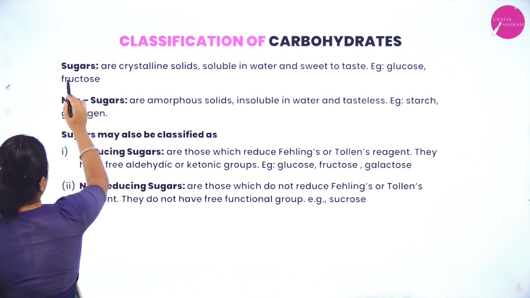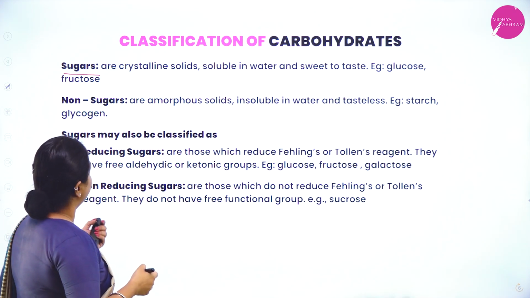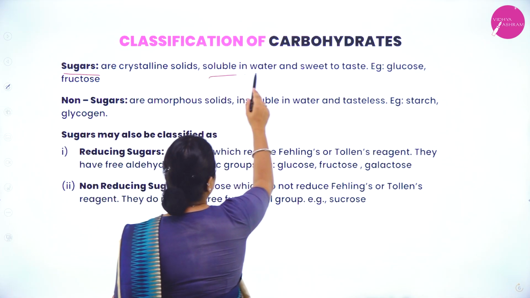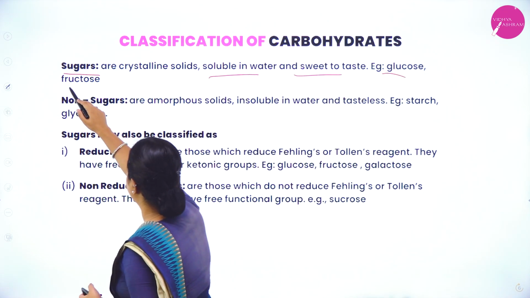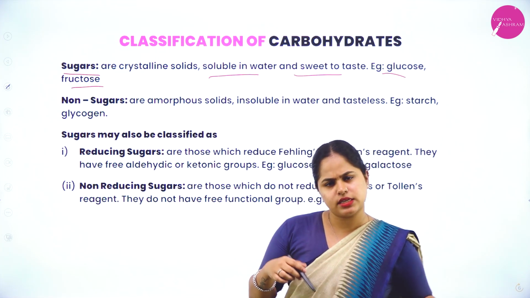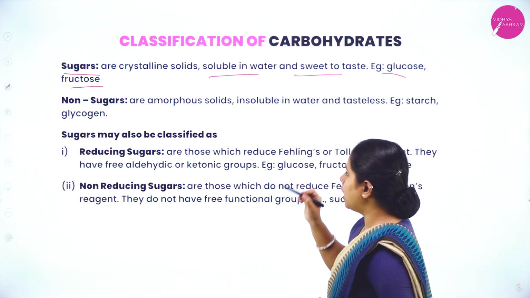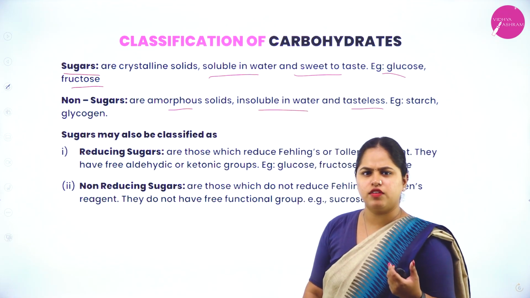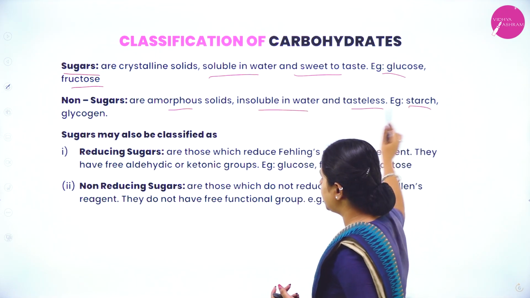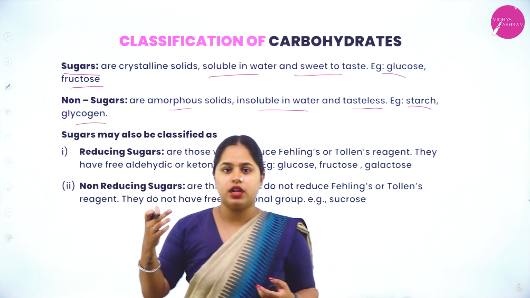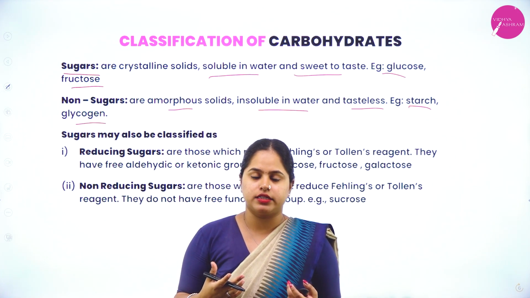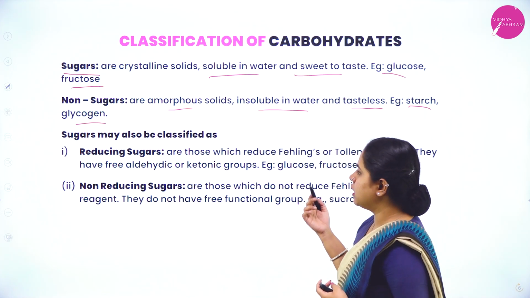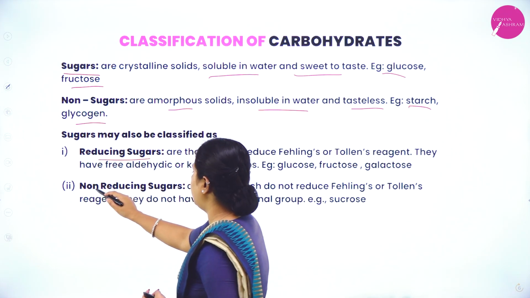Right, now what are sugars and non-sugars? Let's see. Sugars are crystalline solids soluble in water and sweet to taste. Examples, glucose, fructose, etc. All these are sweet in taste, hence they are called sugars. Now non-sugars are amorphous, insoluble in water and tasteless. They do not have a sweet taste. Right. Examples, starch, glycogen. See, starch and glycogen, the examples itself, they are polysaccharides. So they don't have a sweet taste. They are non-sugars. Right. Now sugars may be further classified as reducing sugar and non-reducing sugar.